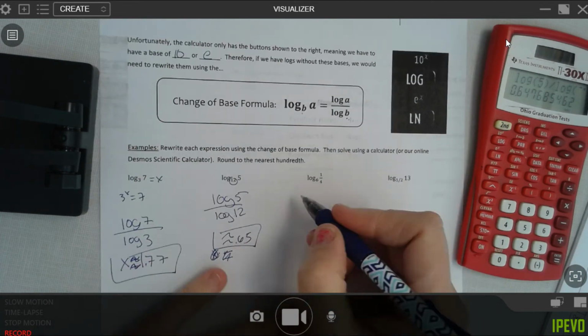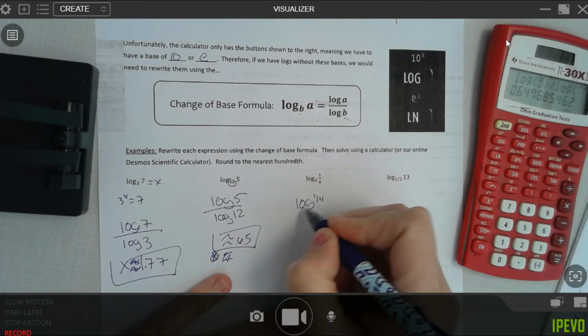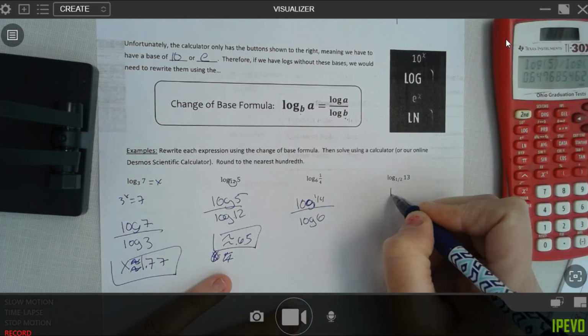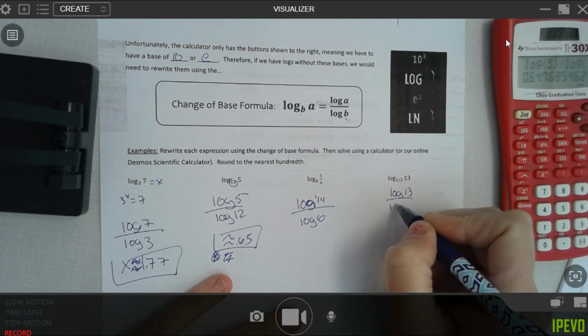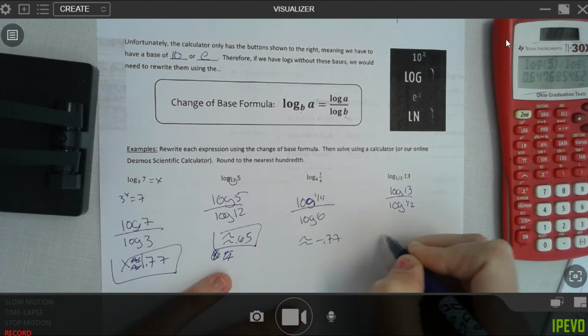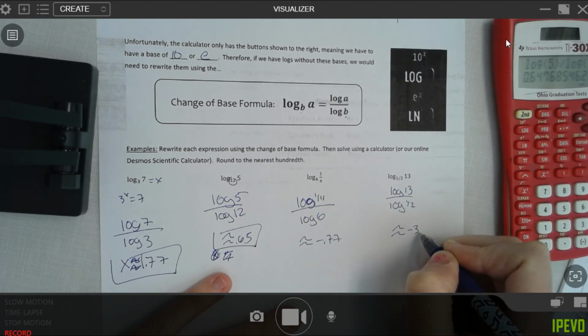All right, so this would be log of 1/4, and log of 6, log of 13 over log of a half. So this is approximately negative 0.77, and this is approximately negative 3.70.